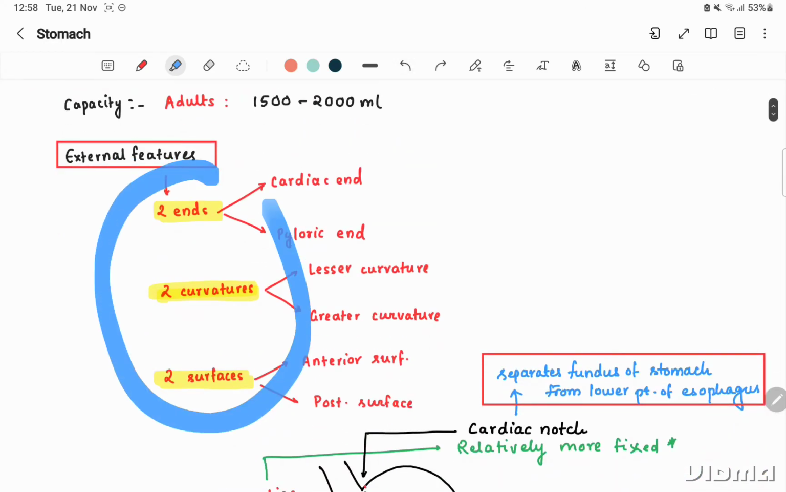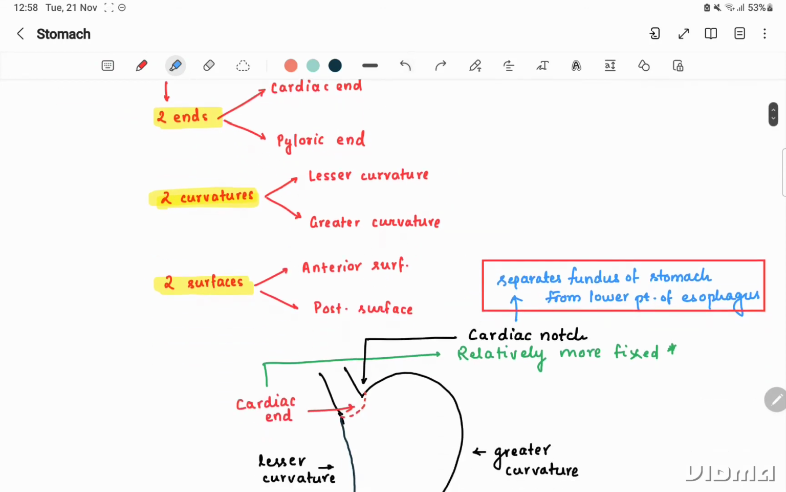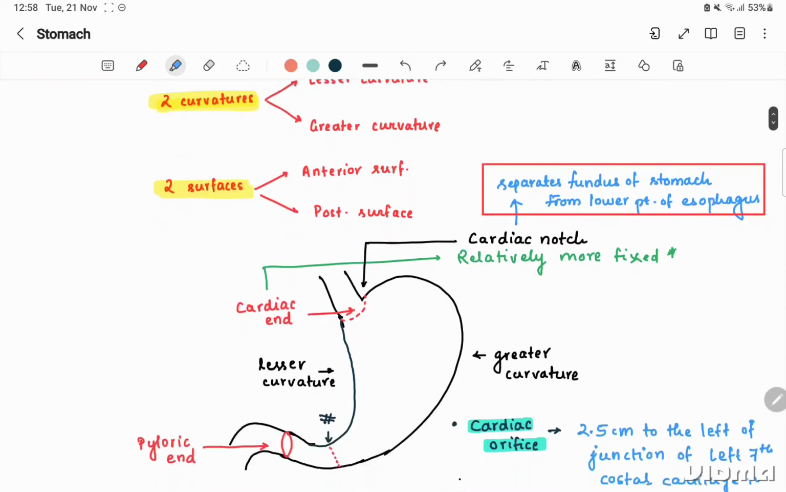External features: you have 2 ends, 2 curvatures, and 2 surfaces. Your cardiac end and pyloric end, your lesser curvature and greater curvature, and 2 surfaces, the anterior surface and posterior surface.